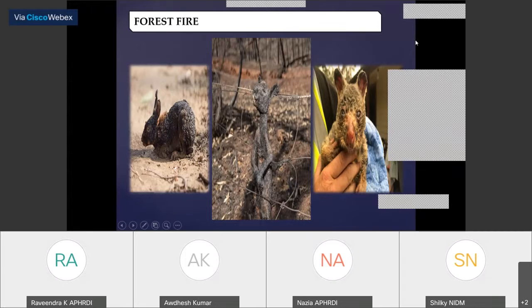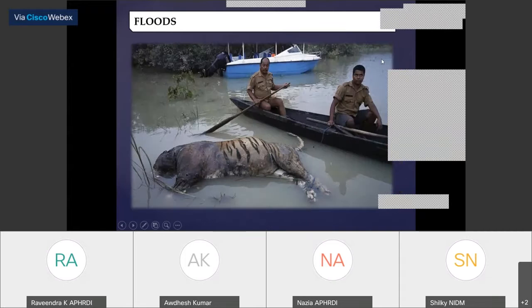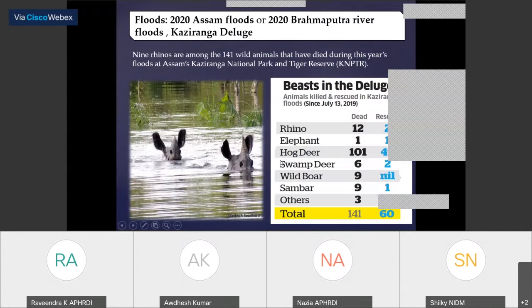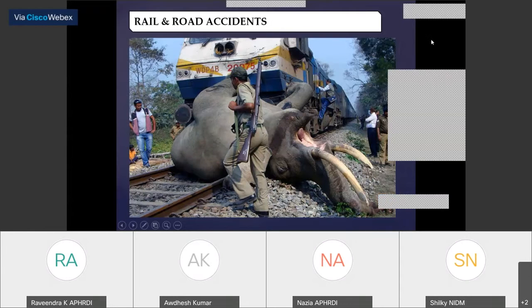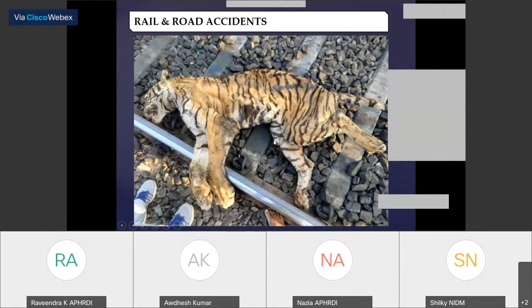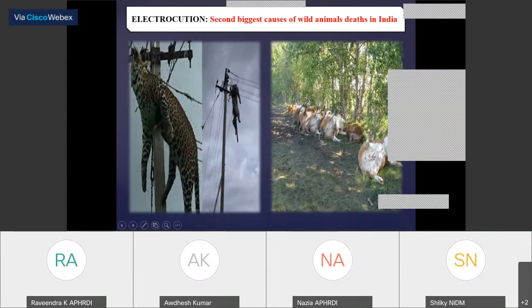You can see the condition of animals here, and you can see how floods struck the animals. This is the recent example of the Assam flood 2020, the Brahmaputra flood. That was the Kaziranga deluge, in which rhinos and a number of animals lost their lives. In droughts, they also face the problem of food and water in the affected area. Railroad accidents, a number of elephants lost. You can also see an example of a railroad accident here.